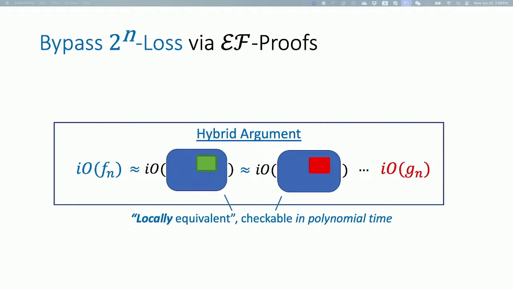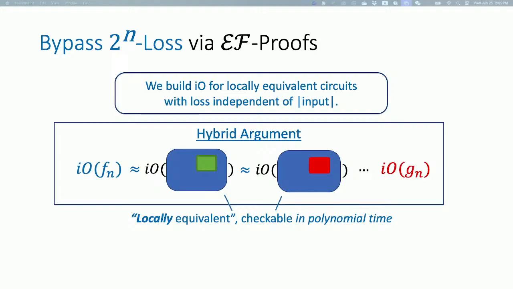And crucially, this local equivalence can be verified in polynomial time. So given any two adjacent circuits, you can verify in polynomial time that they satisfy this locally equivalent property. So this already allows you to overcome the non-falsifiable barrier. So this is a falsifiable property.